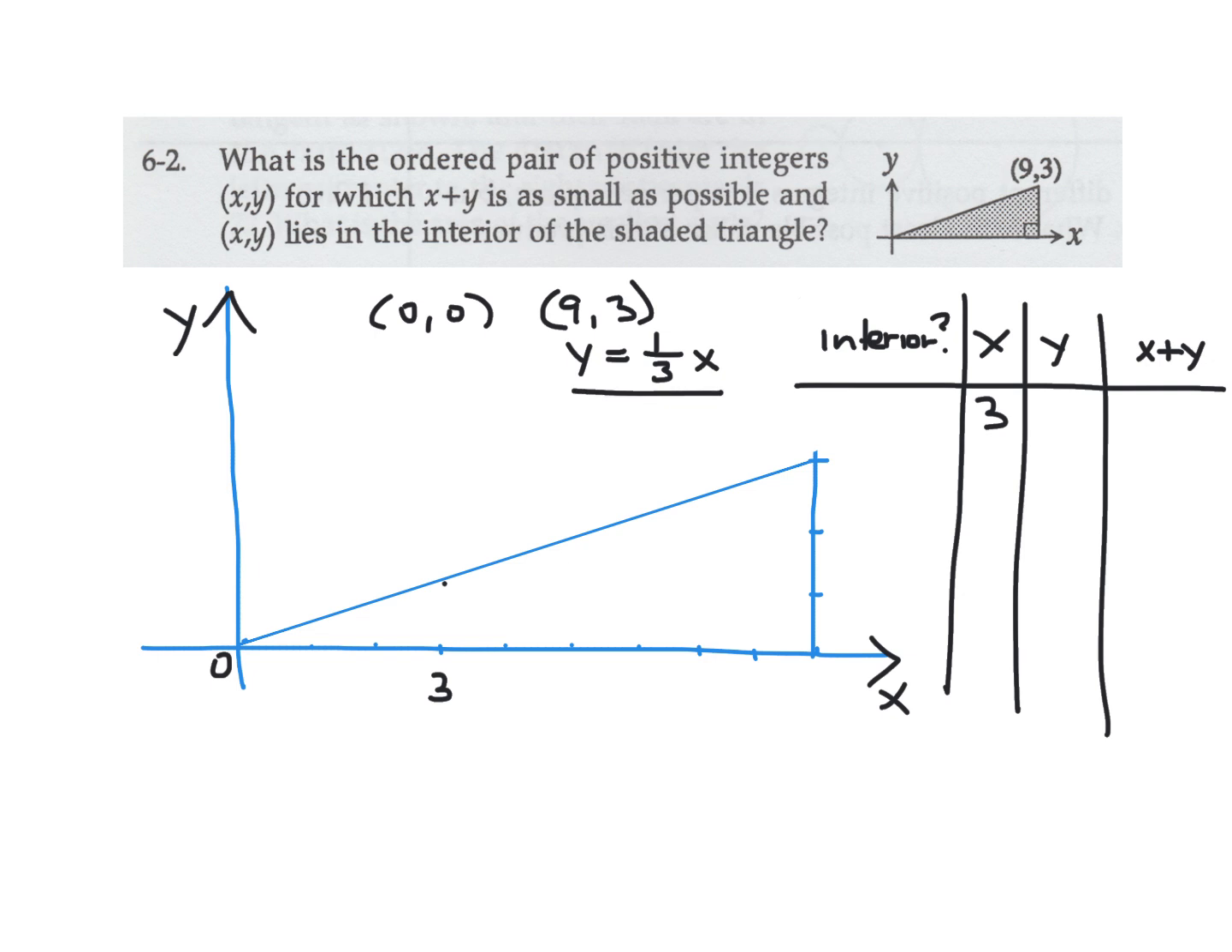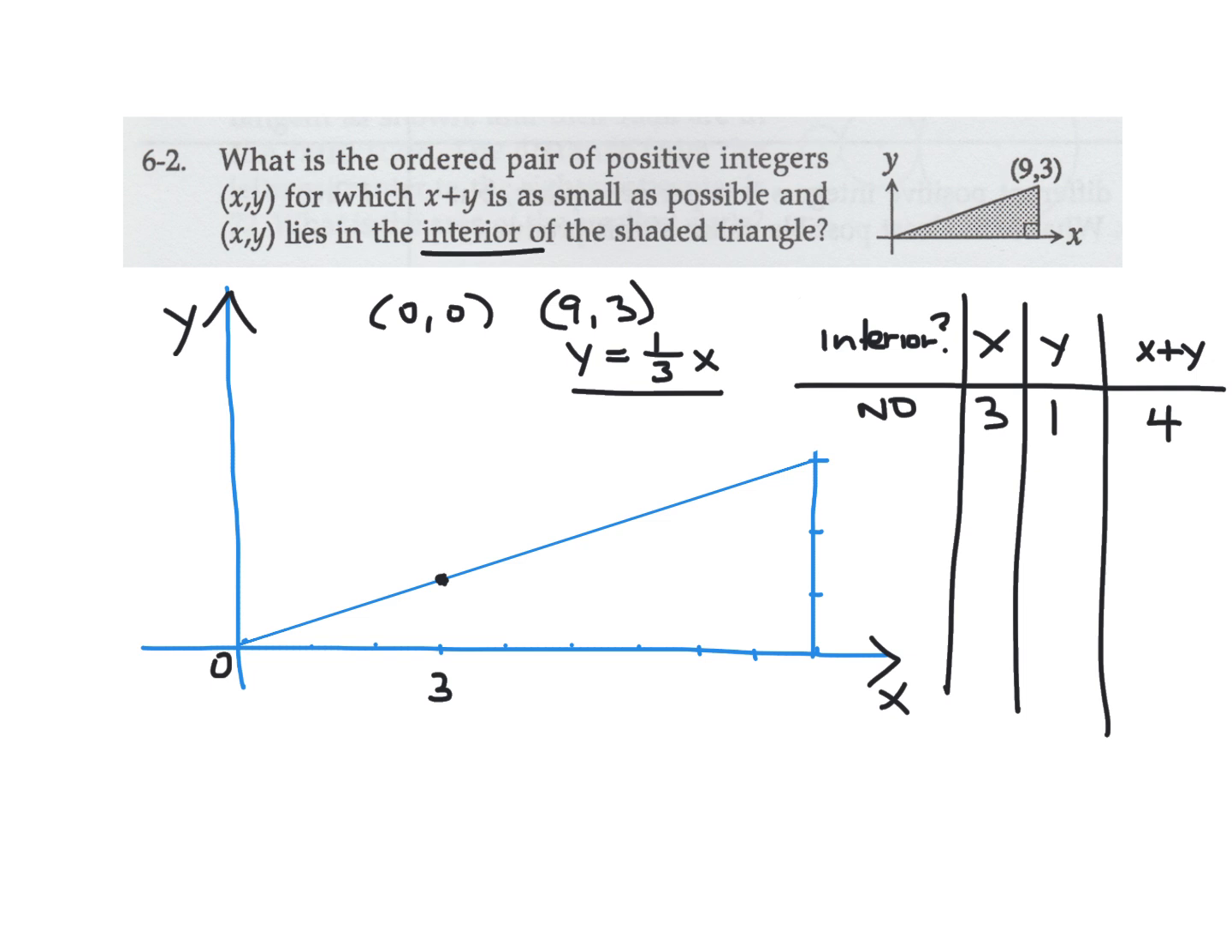So if you put 3, you would get 1. So it's actually right on the line, so it's technically not in the interior. So this would be a no. And then x plus y is 4, but for that case it's kind of irrelevant. Okay, let's keep going here.